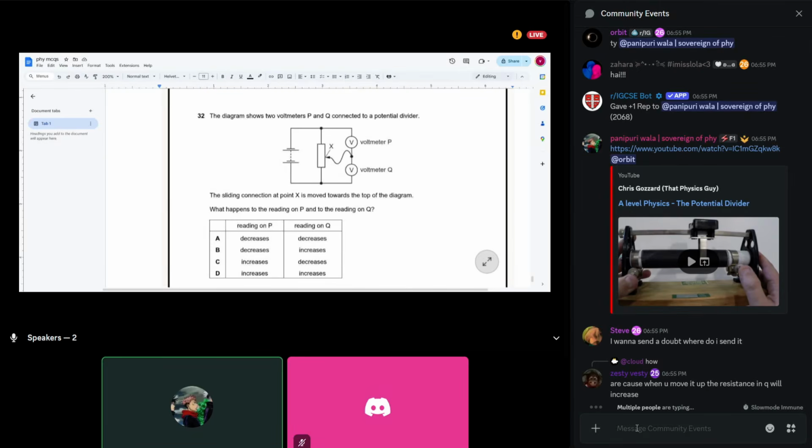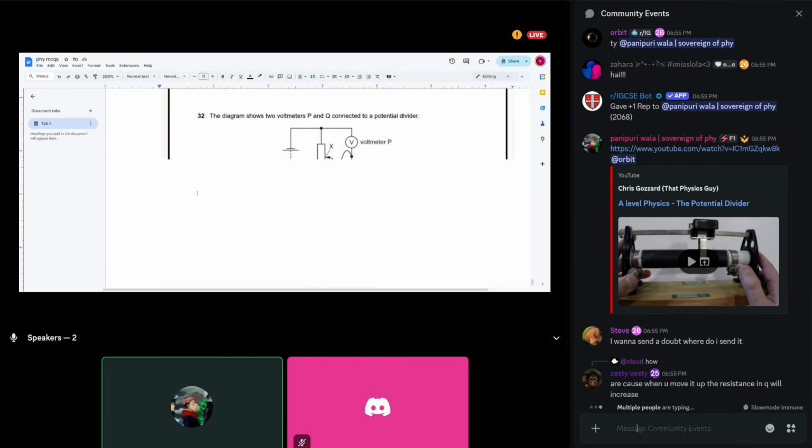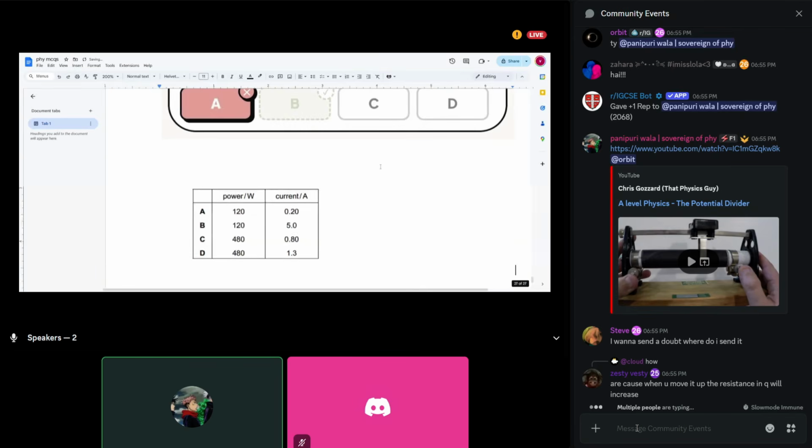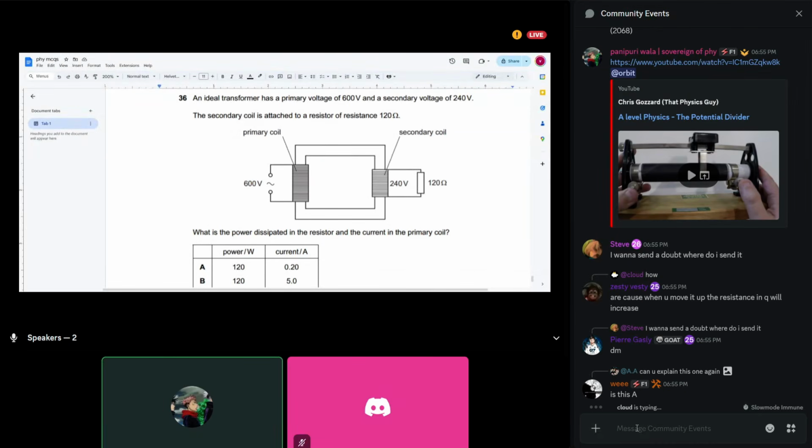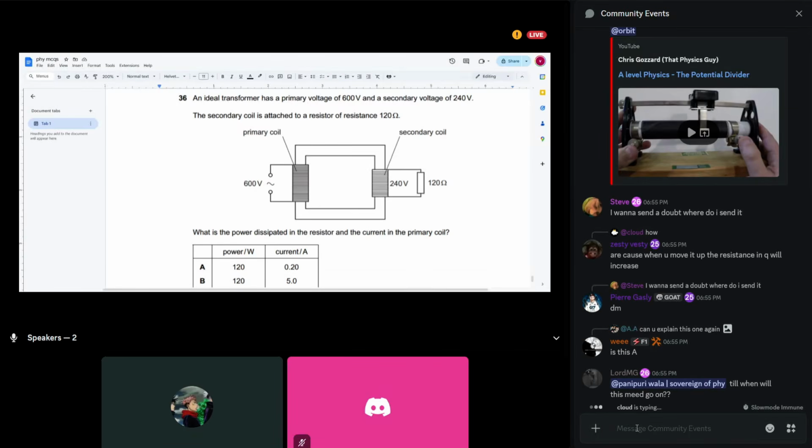Okay, there's another question sent in. Let's go to that. Sent by I'm not sus. What is the power dissipated in the resistor and the current in the primary coil?